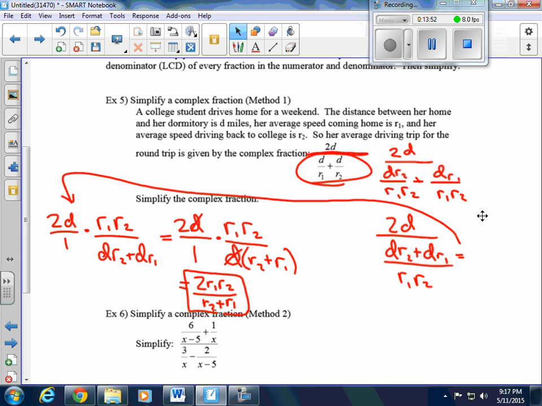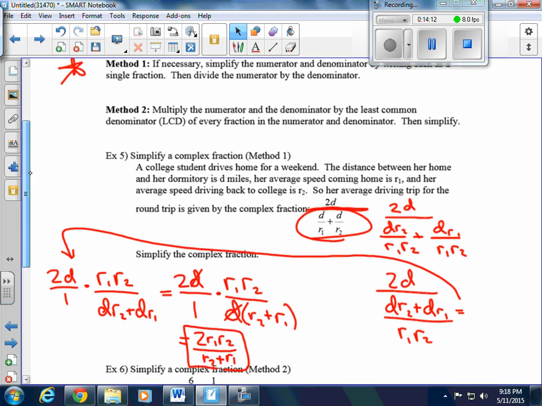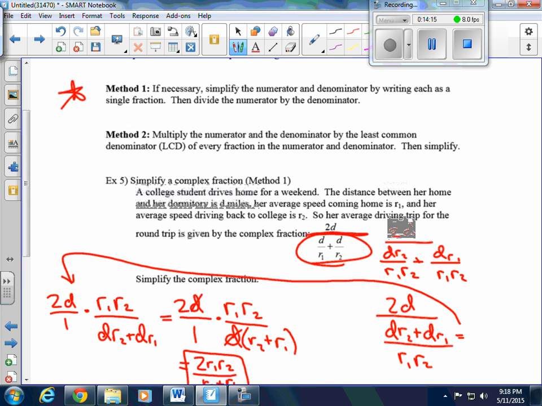Now we'll do a guided practice question here that may make more sense than this one did because of all of the variables, but that's how you do method 1. Method 1 is we're going to simplify the numerator into one fraction, we're going to simplify the denominator into one fraction, and then we're going to divide them when we're all done. Method 2 states this. I'm going to get a common denominator with every fraction in this thing. All right, so we're going to multiply the numerator and the denominator by the least common denominator of every fraction in the numerator and the denominator, and then simplify it.